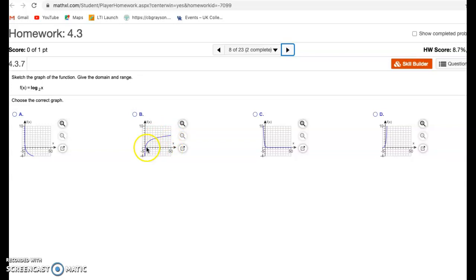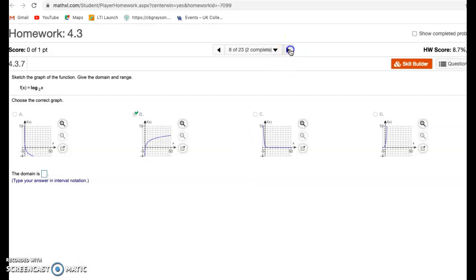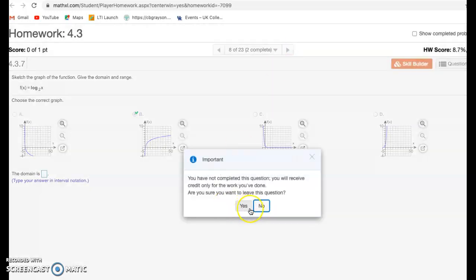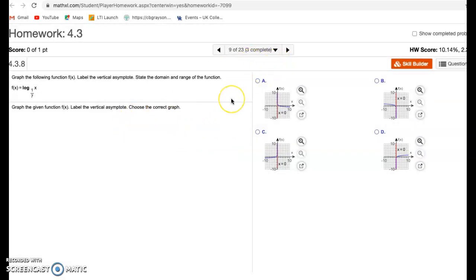Notice that scaling thing here, because I want it to go through 1, 0, but I see they've got scaling. They're counting by 5s again on the horizontal scaling. But yes, B is the only one that looks like it matches the right shape and direction. Okay, let's see what else we've got. Oh, it wants to know about the domain again. I'm going to go ahead and leave the question, though, because I mainly wanted to talk to you about the technology.